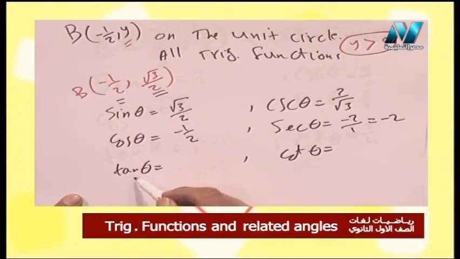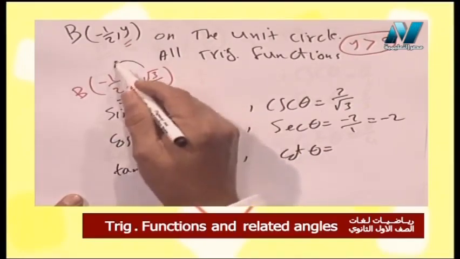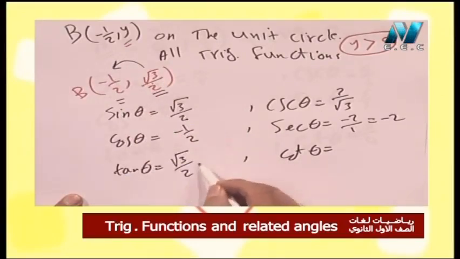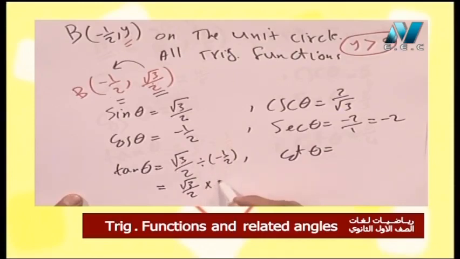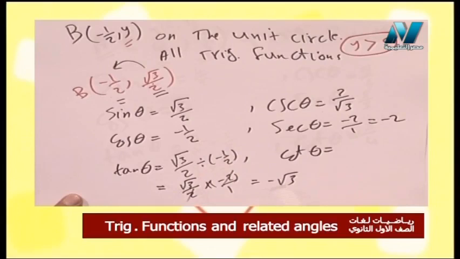Tan theta will be sine over cosine. Sine will be root 3 over 2 divided by cosine, which is negative half. So it's equal to root 3 over 2 times negative 2 over 1. Okay, 2 cancelled with 2 equals negative root 3. So tan theta equals negative root 3, and its reciprocal cotan theta equals negative 1 over root 3. Okay, my dear students, let's go to another question here.